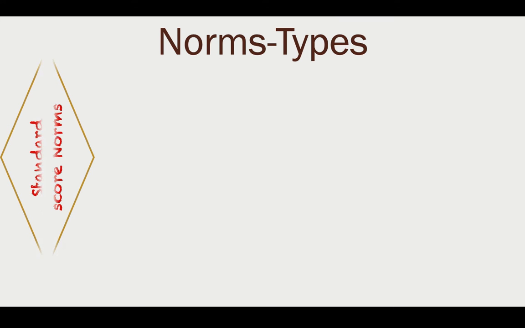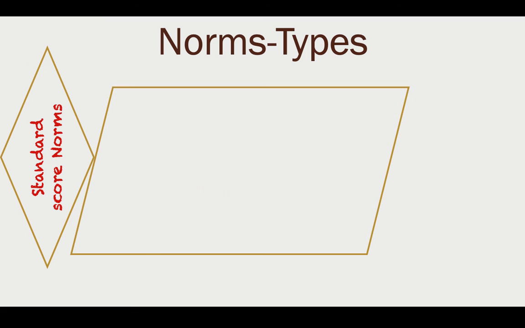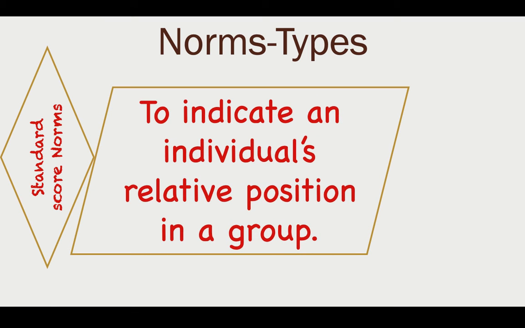Now, the most important norm, that is the standard score norm, the most important method used to indicate the individual's relative position in a group by showing how far his achievement score is below or above the average in his group. This is the approach of a standard score, and the standard score expresses performance of an individual in terms of standard deviation units from the mean.